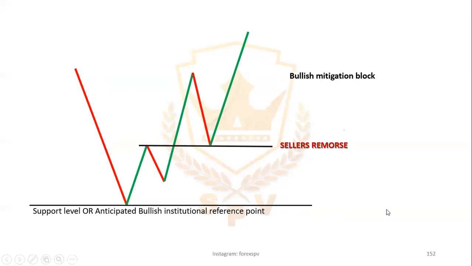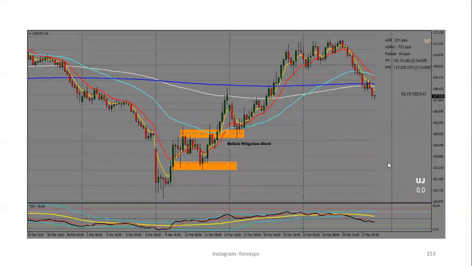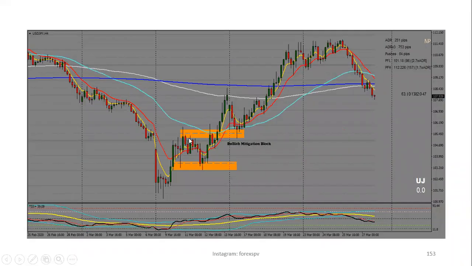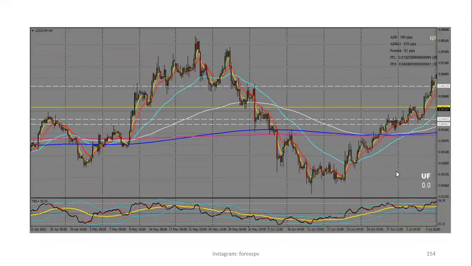And we have what we call the breaker blocks now. So here we had an example of a mitigation block. So this was a bullish mitigation block here. And the market came back, retested it, and then we had a continuation up. We also had this, which was a bearish mitigation block. The market came and retested it, and then it went down.